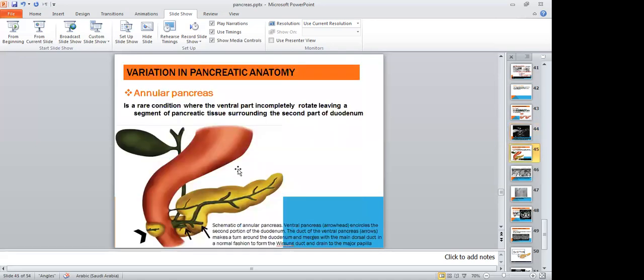Another variation is the annular pancreas, a rare condition where the ventral part incompletely rotates, leaving a segment of pancreatic tissue surrounding the second part of the duodenum. This is the annular pancreas, in which the ventral pancreas encircles the second part of the duodenum, in which the duct of the ventral pancreas makes a turn around the duodenum and merges with the main dorsal duct in a normal fashion to form the Wirsung duct and drain into the major papilla.